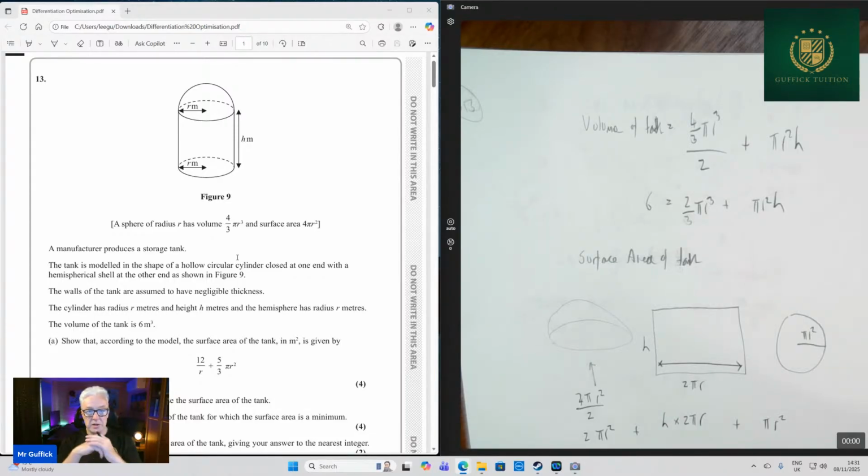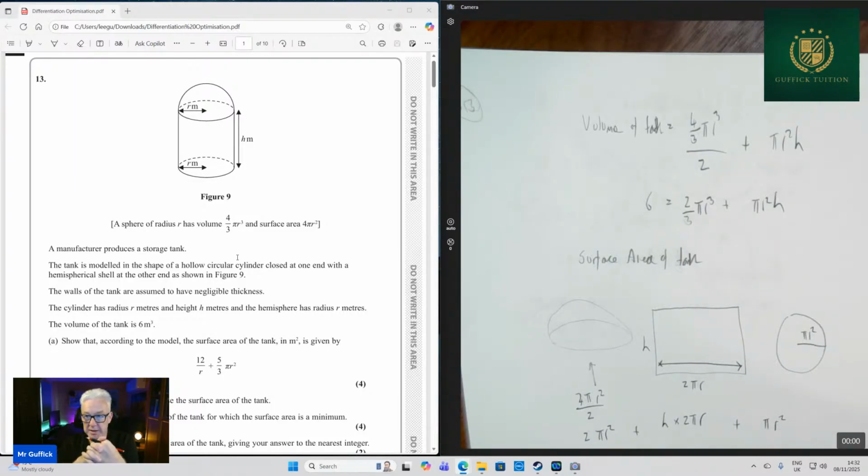Just to recap, differentiation optimization is suitable for year 12 and for year 13. If at any point anyone has any questions, just ask me and I'll be happy to answer as we go through. Okay, perfect. So right, let's have a look at this first question then.